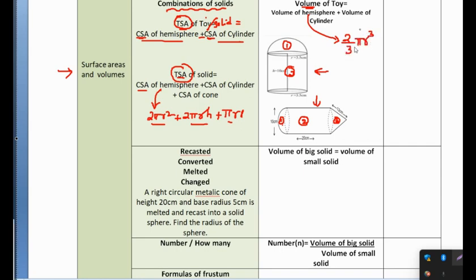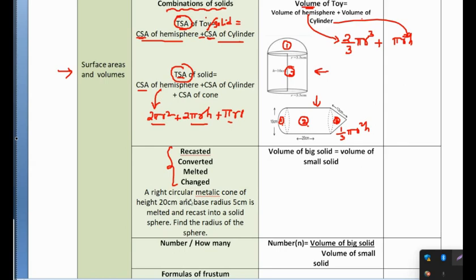Sphere it is 4 by 3 pi r cube. Hemisphere it will be 2 by 3 pi r cube. And volume of cylinder will be pi r square h. In this case, same 2 by 3 pi r cube plus pi r square h plus cone is one third of pi r square h. If you add all, replace the values as per the question, you will get the volume of the toy, all solid.